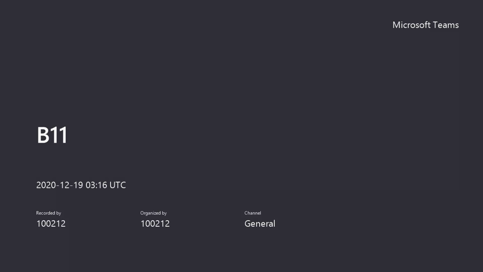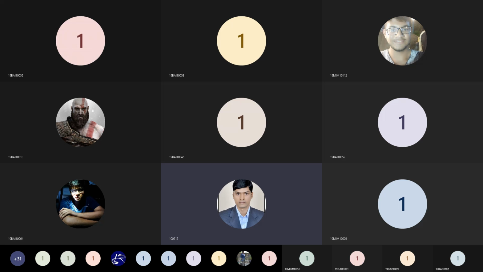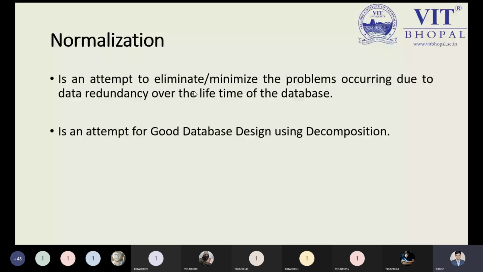Normalization is an attempt or process to eliminate or minimize the problems that occur due to data redundancy over the lifetime of the database. This is the key point we need to keep in mind while doing the normalization or simplification. You will try to eliminate those tuples or records which have duplicacy.